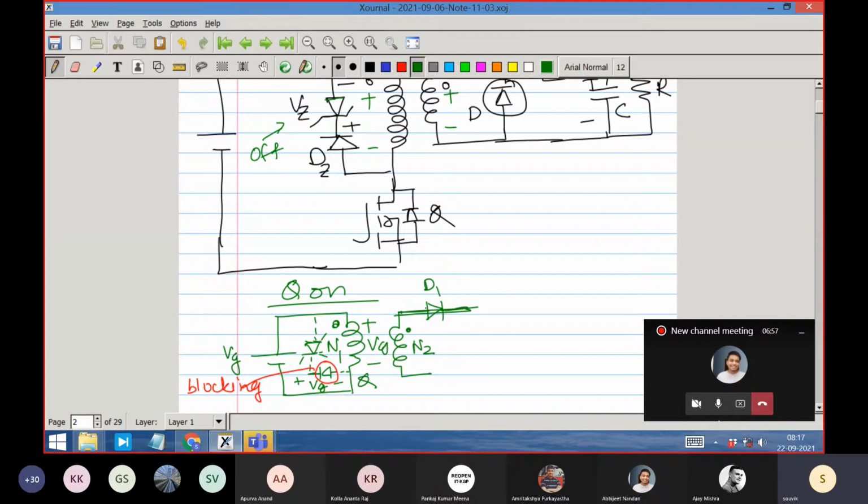When Q1 is on, D1 is on. Both of them are on at the same time. Though diode is a passive switch, it is on when Q1 is on. That's how we are bringing the voltage to this side.